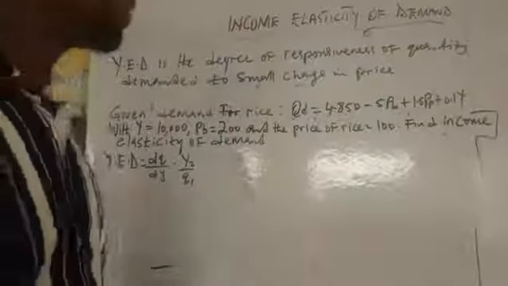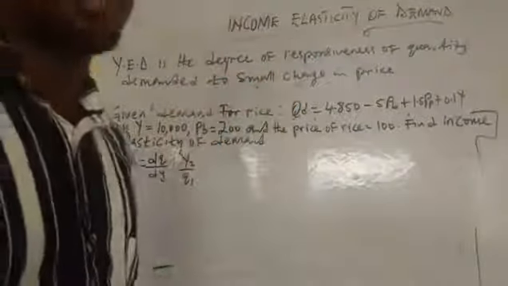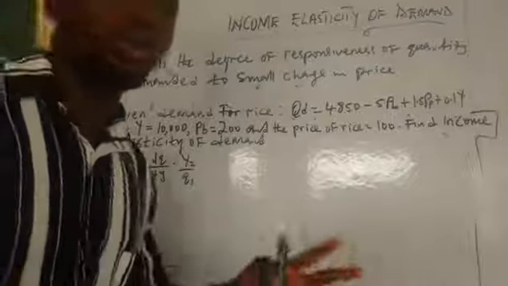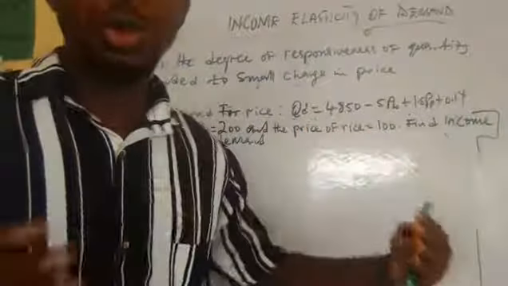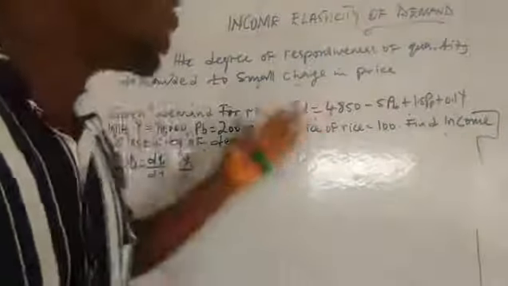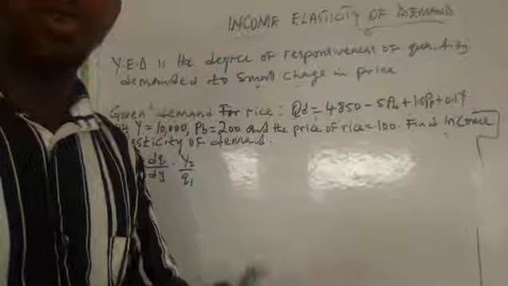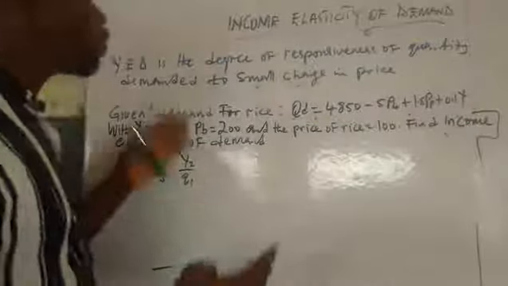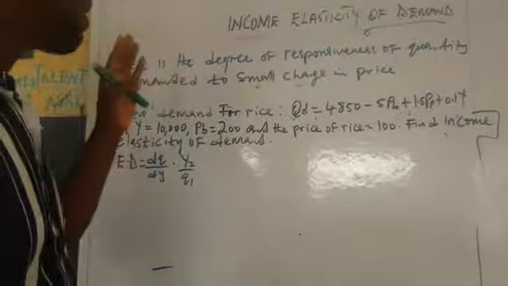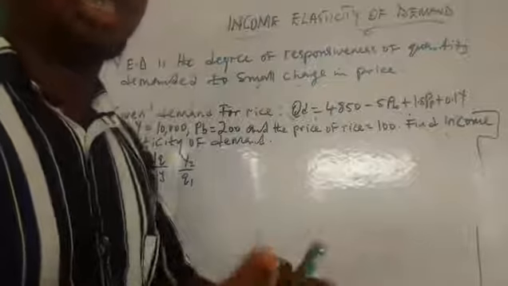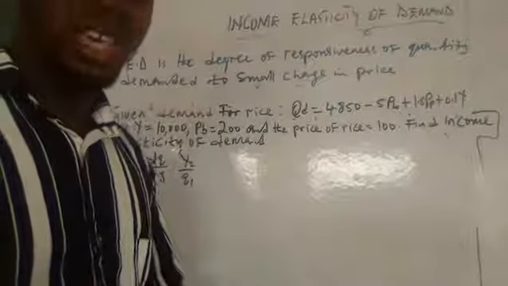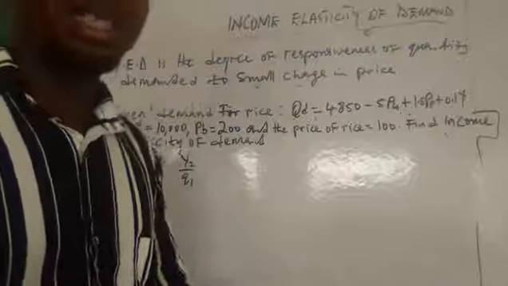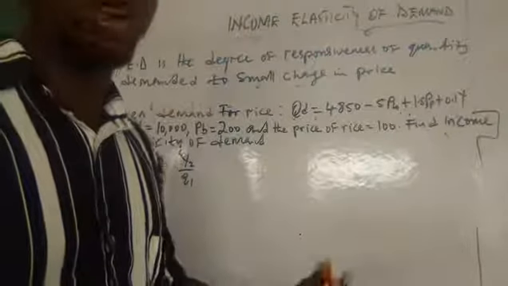In this video, we are going to be looking at income elasticity of demand. In our previous video, we talked about what elasticity of demand is and the forms of elasticity of demand we could have. Income elasticity of demand is one of the forms of elasticity of demand. When we talk about income elasticity of demand, we are looking at the degree or the extent to which quantity demanded changes because there is a small change in the income of the consumer.